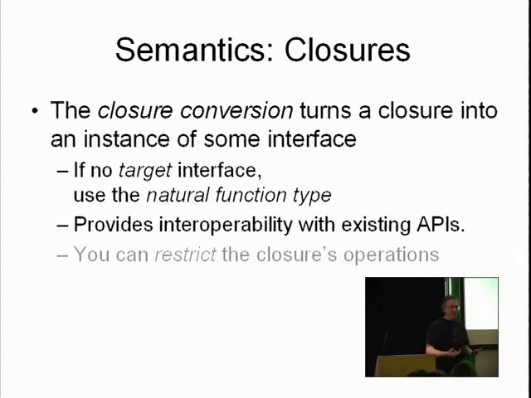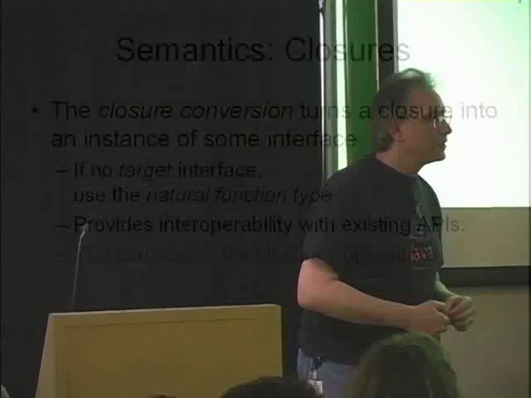Because we have existing APIs where you register a swing callback, or you have a runnable you want to submit to an executor as part of the concurrency framework. Lots of places where you currently use anonymous inner classes. Because of the closure conversion, you will be able to start using closures in those places instead of anonymous inner classes.